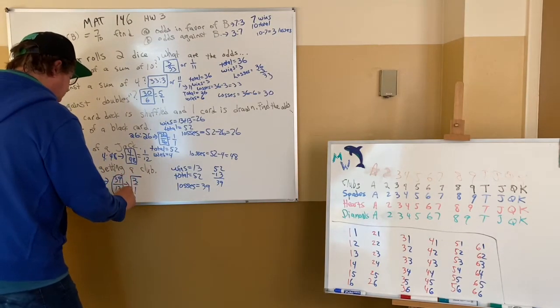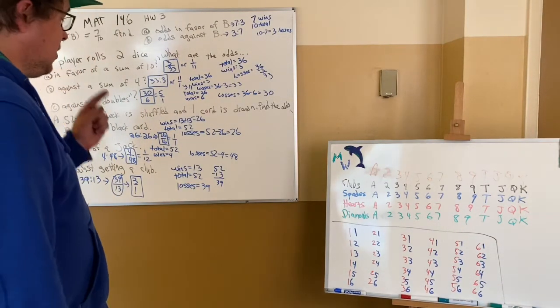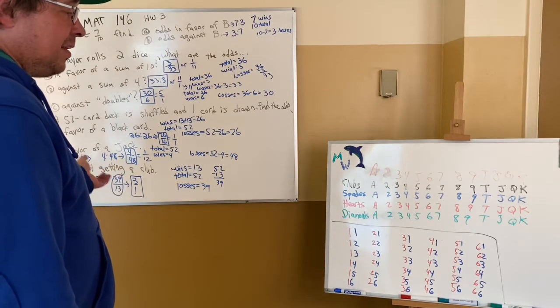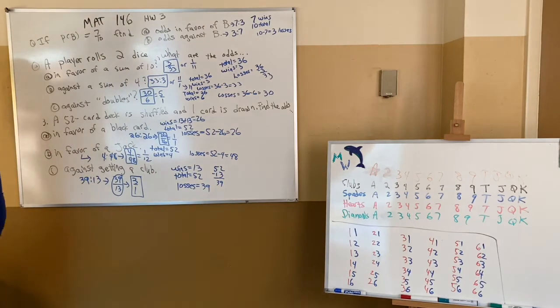3 times you won't get a club for every 1 time you will, because 1 out of every 4 actual cards in there is a club. That means 1 time you win by getting the club for every 3 that you lose, and they ask for the losses first, so it's called 3 to 1.